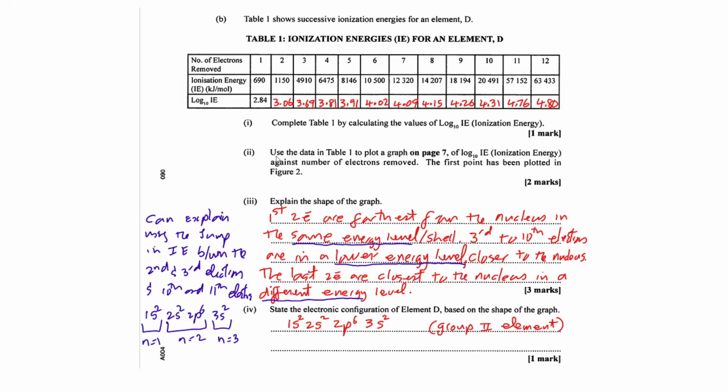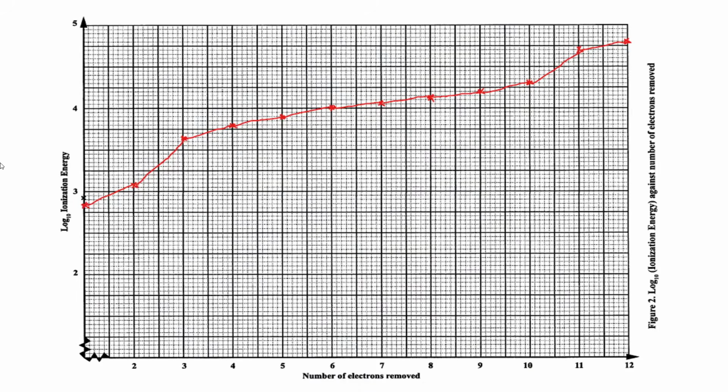And now we are to use the data in the table to plot a graph. And that graph is on page 7. And you're to plot the log base 10 of the ionization energies against the number of electrons removed. And of course, we were given the first plot. So let's get to our graph. Here you can see that we have on the x-axis the number of electrons removed. And we have 12 electrons removed. And on the y-axis, we have log base 10 of the ionization energies.